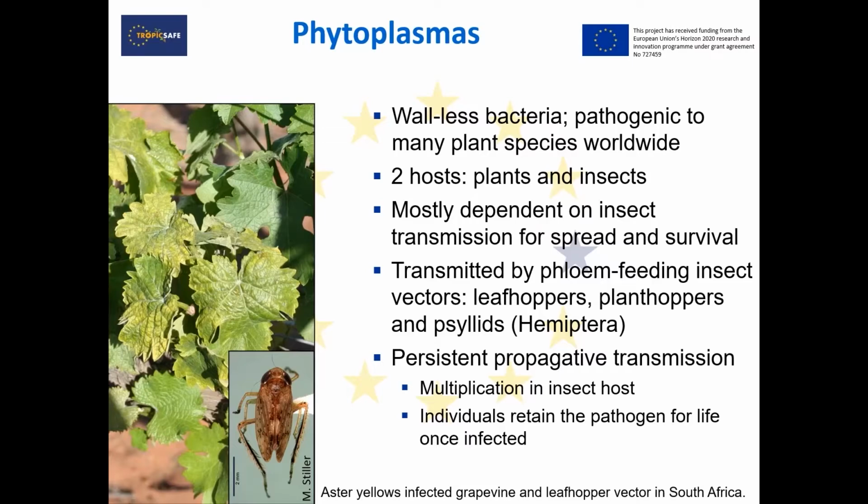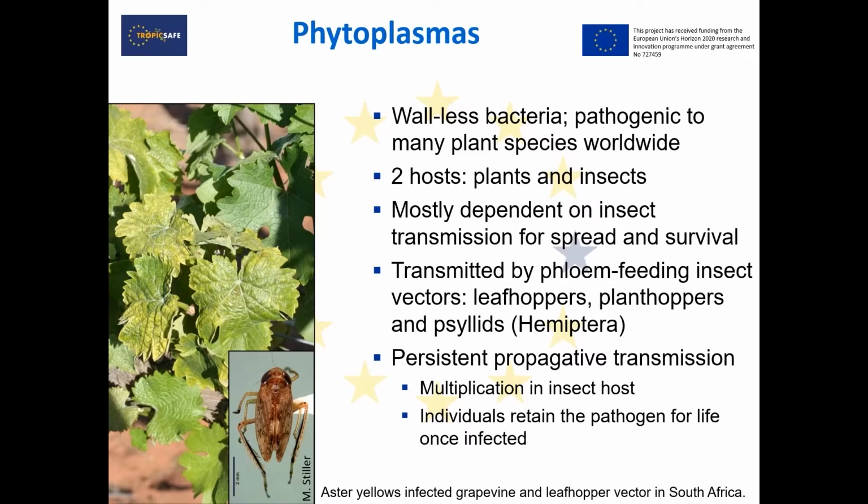Phytoplasmas are phloem-restricted, wall-less bacteria that are pathogenic to many plant species worldwide. They have two hosts, plant host and insect host species, and rely on both for their survival. They spread through vegetative propagation of infected plant material, but mostly through the phloem-feeding insect vector species. Insect vectors of phytoplasma belong to leafhoppers, planthoppers, or psyllids.